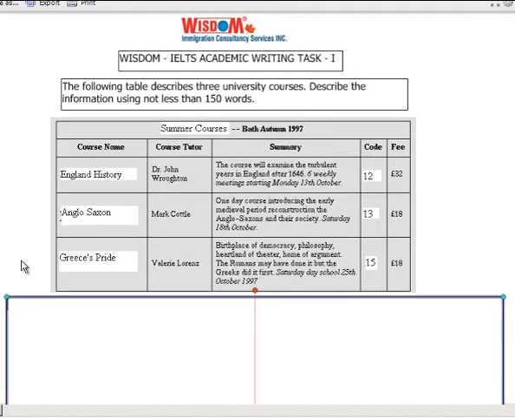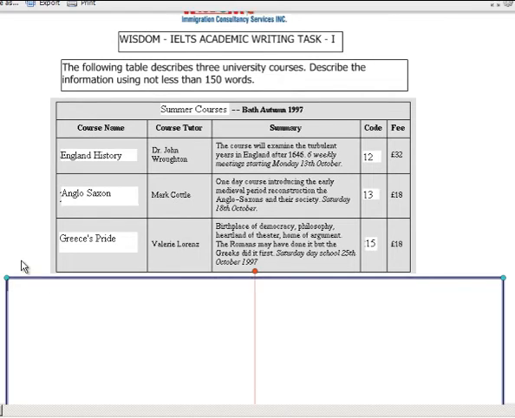So let's just get started on the introduction. So we will begin our introduction like this. The table given in the figure, or the table given, let's just put it in simple words, describes 3 university courses at Bath in autumn 1997. So it's a typing mistake. Autumn 1997. The table given describes 3 university courses at Bath in autumn 1997.